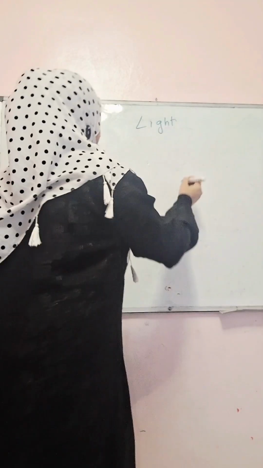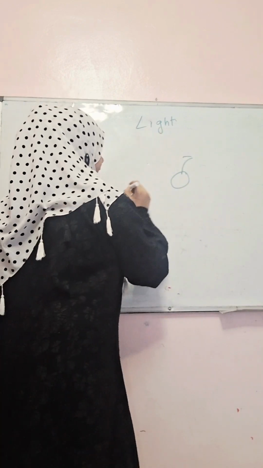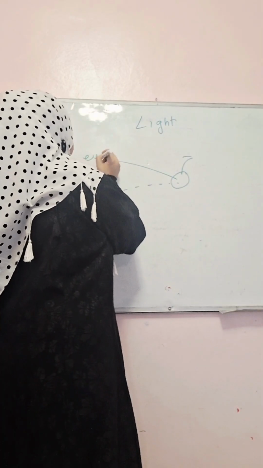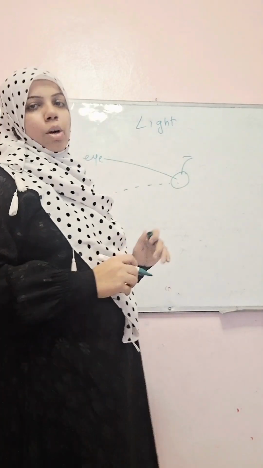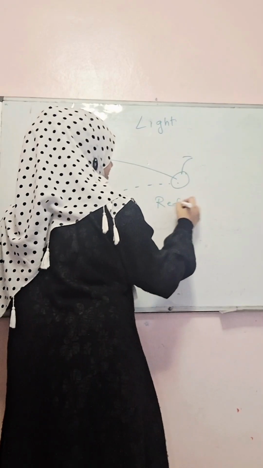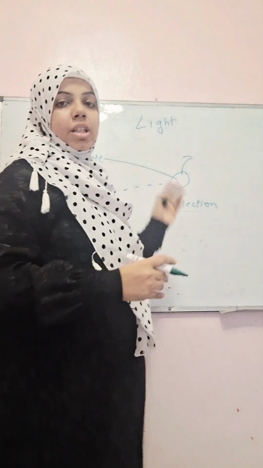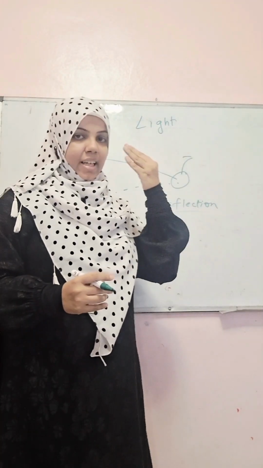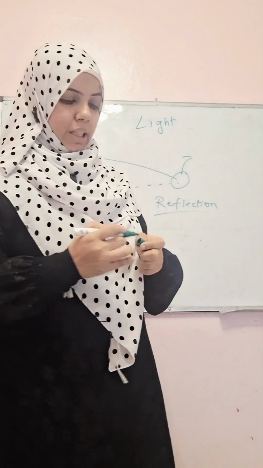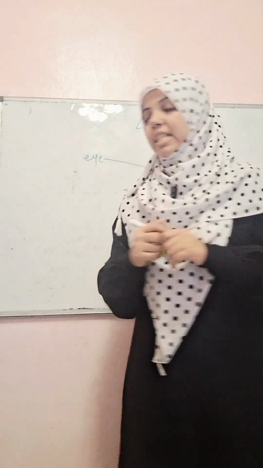I repeat, consider this is an object. Light hits the object and bounces into the eye. That's how we can see the object. This bouncing back is called reflection. So what is reflection? Bouncing of the light ray from the object to our eye to help us see the object.